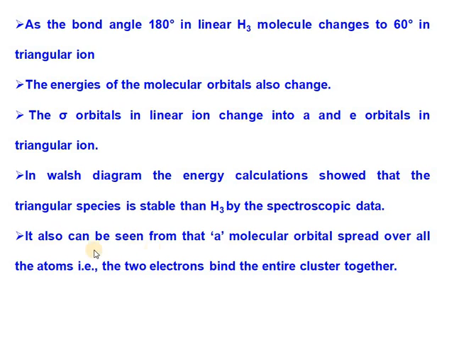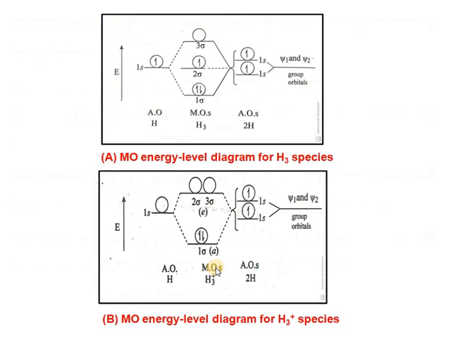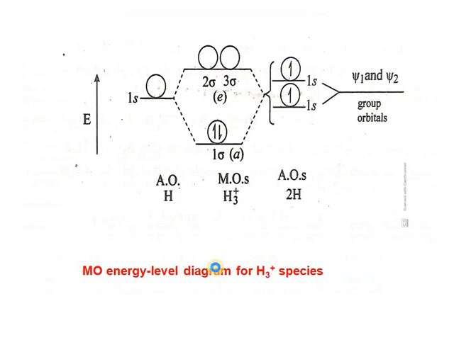It can also be seen that these A molecular orbitals spread over all the atoms, right? So these A type molecular orbitals spread over all the atoms. It means that the two electrons bind the entire cluster together. So such diagrams we have now seen here, right?